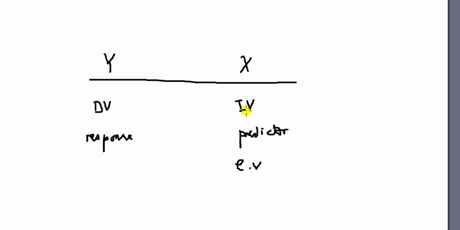Instead of using the word independent variables, you'll see some text using the word predictor or explanatory variable, or I've missed another one out, covariate. Covariate. Sorry, I don't have my pen with me, so covariate. Okay.